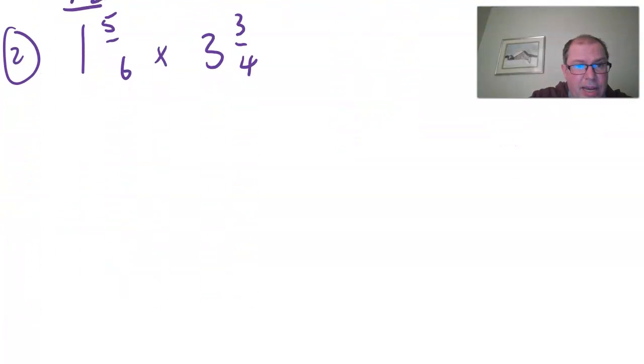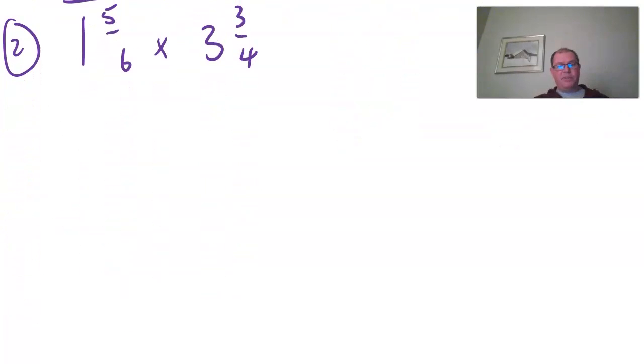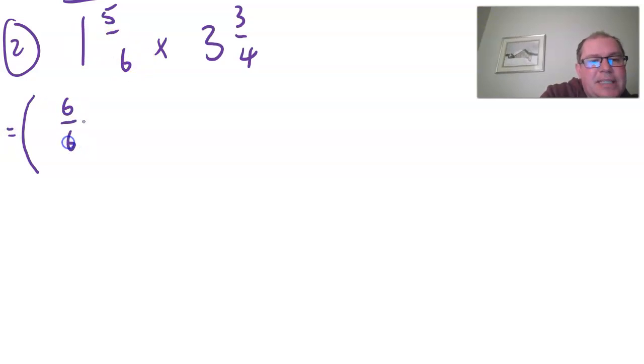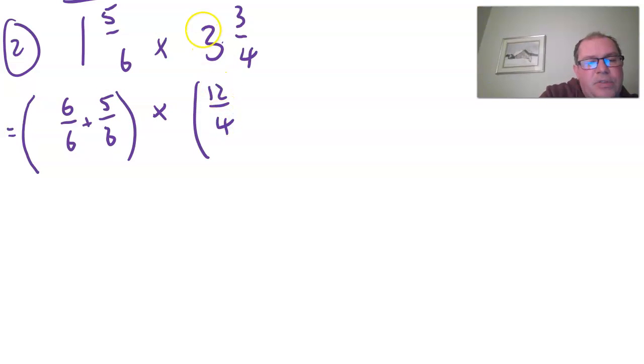So why don't you try number 2 on your own? Pause the video and try it now. Okay, so I'm going to go through number 2. I'm going to show this middle step here, which some of you may choose not to show. So 1 written as 6 is 6/6. Add 5/6. Times, and 3 written as quarters is clearly 12 over 4. 12 over 4 is 3, plus 3/4.